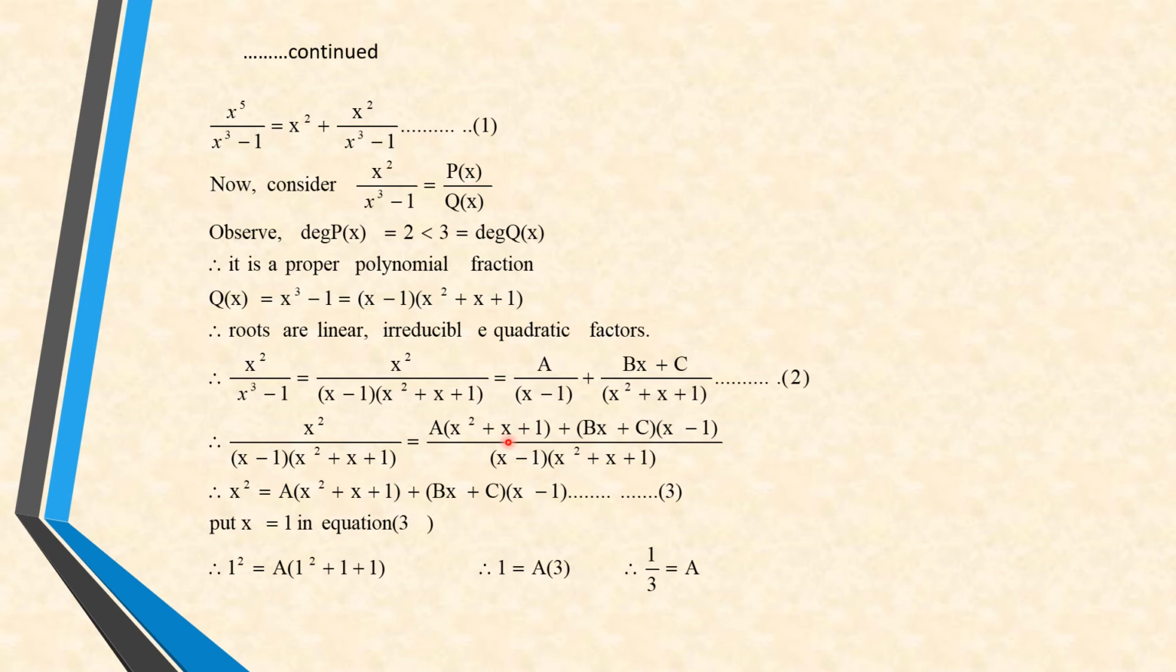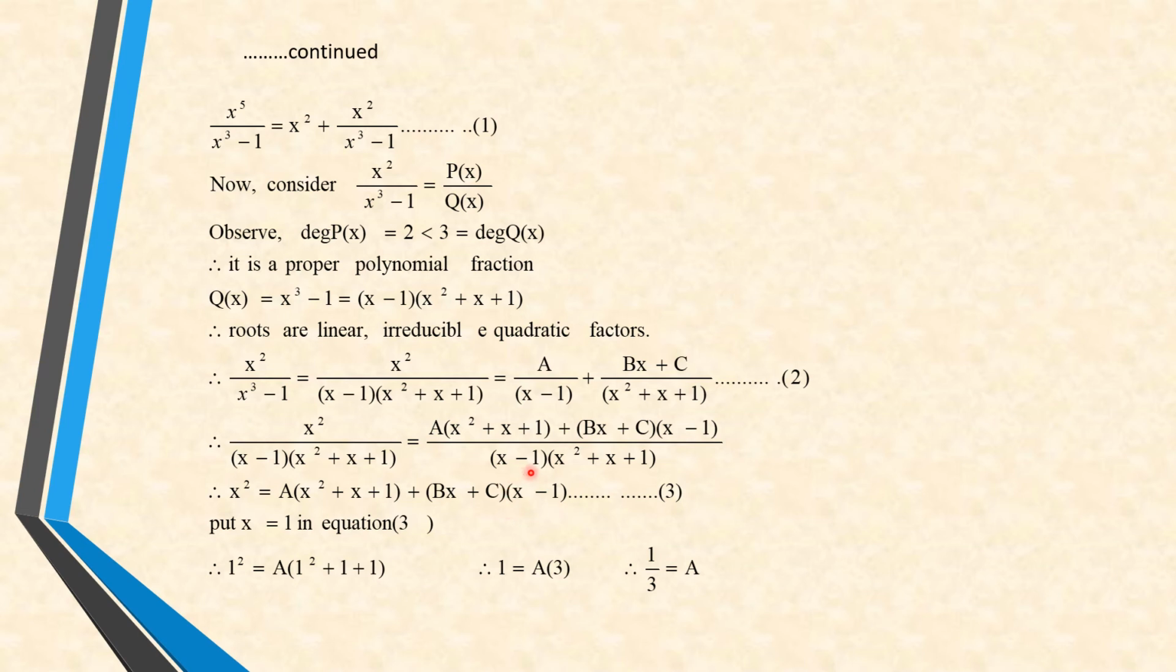Now we will do cross multiplication. Let us concentrate on this fraction, x squared upon (x minus 1) into (x squared plus x plus 1). On cross multiplication, we get the right hand side as A into (x squared plus x plus 1) plus (Bx plus C), put this Bx plus C in brackets, into (x minus 1). Since the denominators on both sides are the same, we will cancel them. So we'll have equation 3 as x squared equal to A into (x squared plus x plus 1) plus (Bx plus C) into (x minus 1).